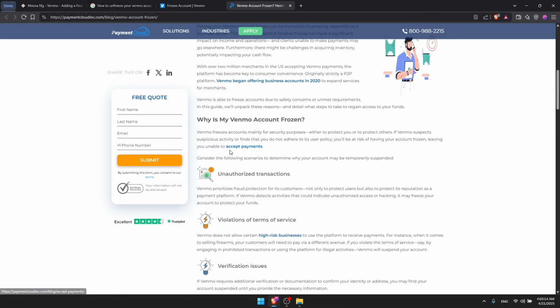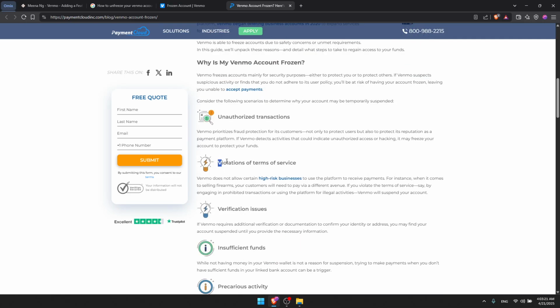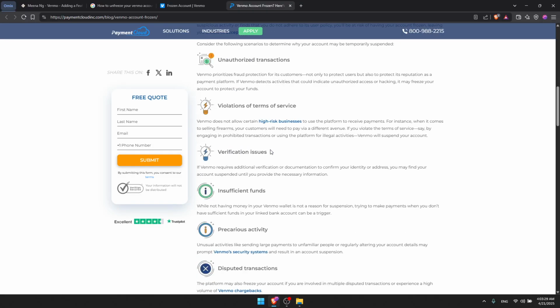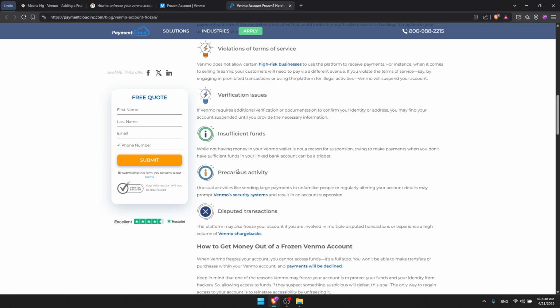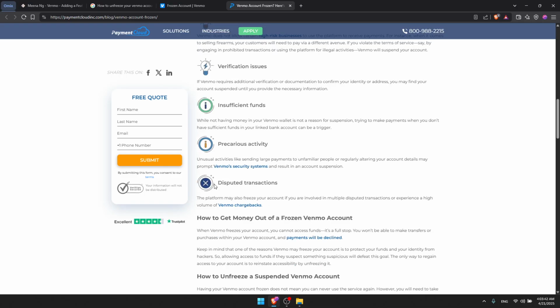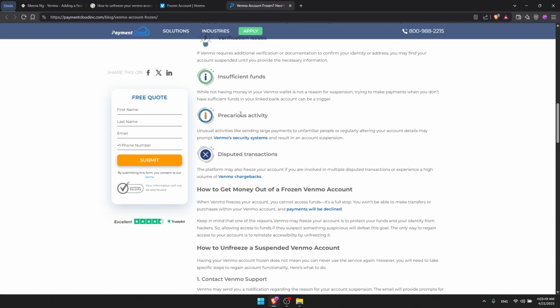So normally you've done one of the following. You maybe did an unauthorized transaction, or maybe you violated the terms of service. You accepted it, of course, and you didn't read it, as most people do. Maybe you have some verification issues, and some of your documents are not verified. Maybe you tried to pay something and you don't have sufficient funds. Maybe you did some suspicious activity, or maybe you disputed some transactions. So those are the reasons that they might have frozen your account.